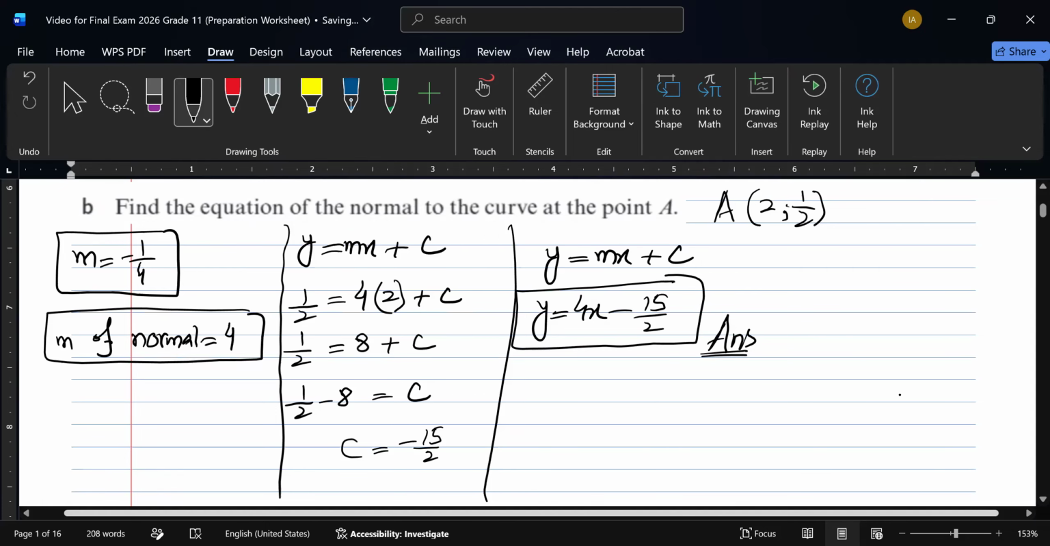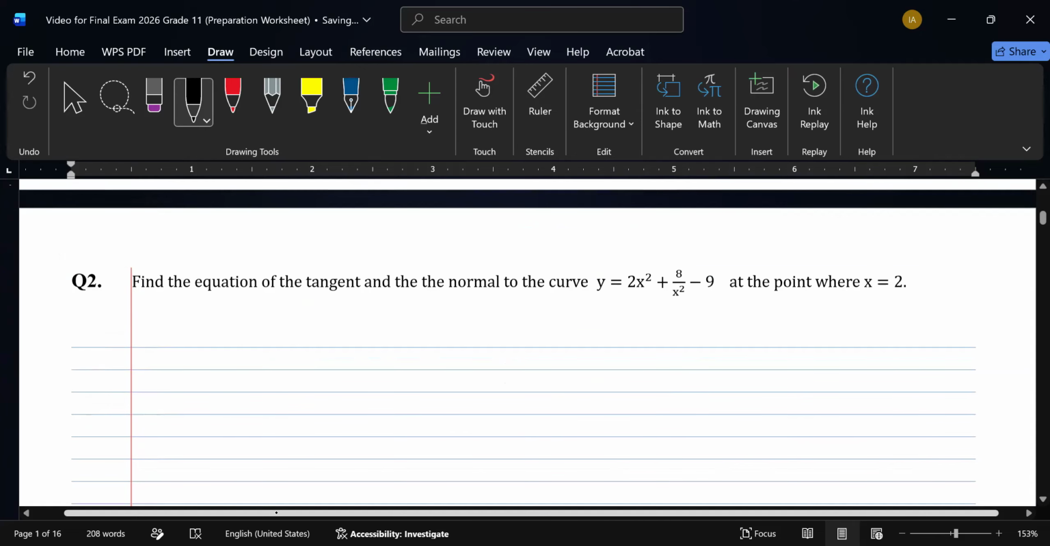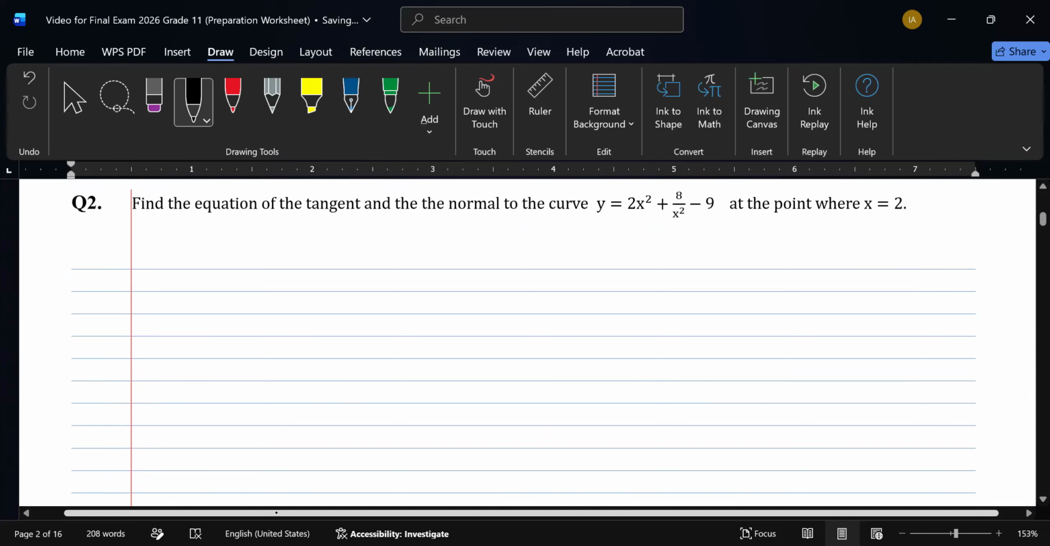So let's move further, and the next question is: find the equation of the tangent and the normal to the curve at this point. It's the same question as we did in the previous example, but there is a slight problem. And what is the problem? The problem is we do not have any value of y. That's the problem. What we do is first calculate the value of y.